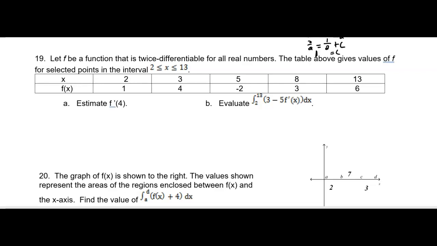Here again are a couple of them. This we've already done in the previous one. If I want you to approximate a derivative, so if you look up here, this is twice differentiable. The table above gives you values of f for selected points between 2 and 13. So here is f. You are asked to find the derivative of f. Well, you can't find the exact derivative of f because we don't have the actual function. So we need an approximation method.